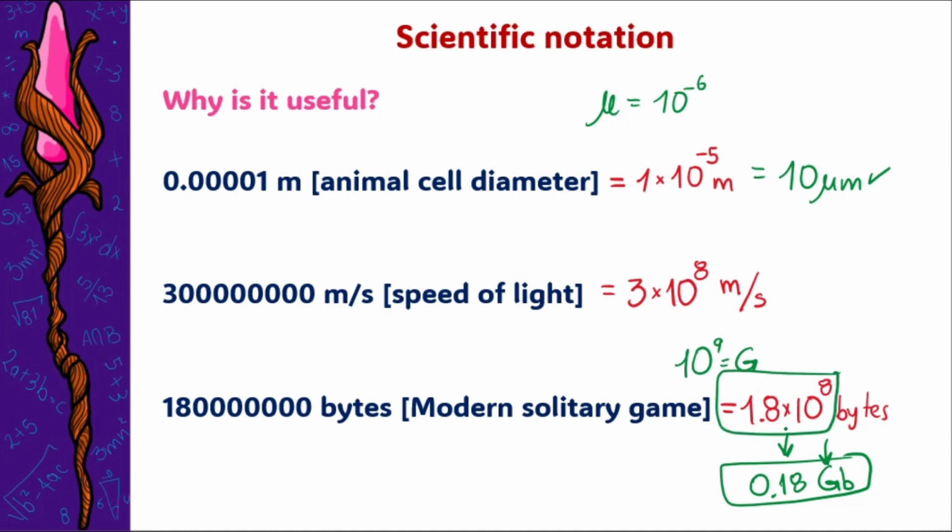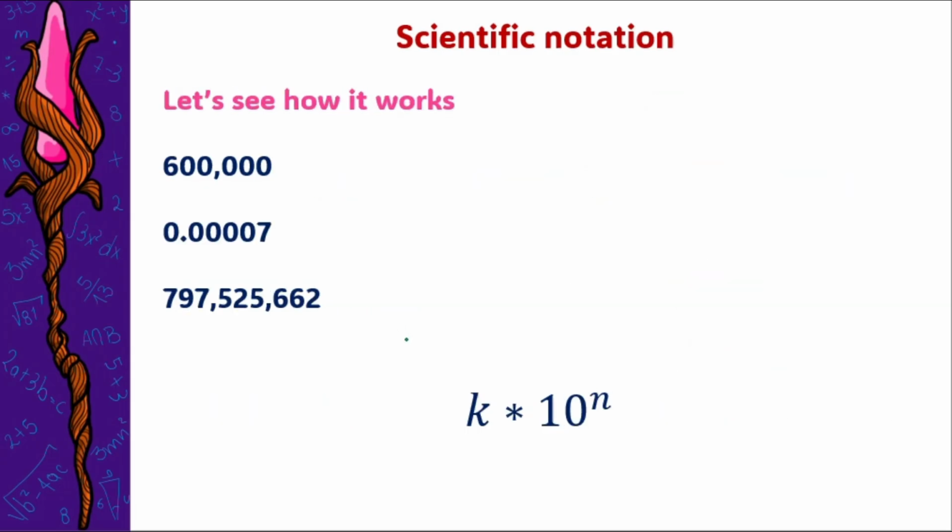So we are going to learn how to convert from a normal number to this notation here. Let's see how it works. We basically need to express each number in this notation here. K has to be a number between 1 and 10, 10 not included. So it could be 9.9, for example, or 9.98, that kind of number. It could have more than one decimal place, that's not a problem. It's just that it should be between 1 and 10.